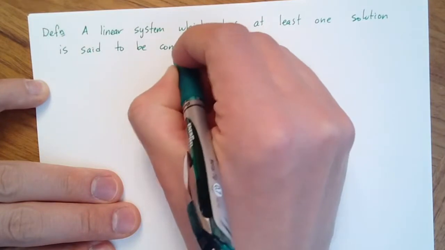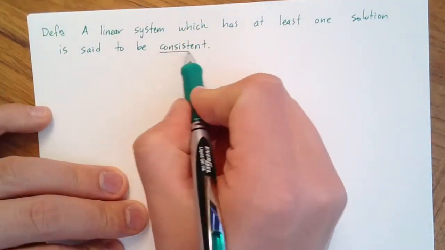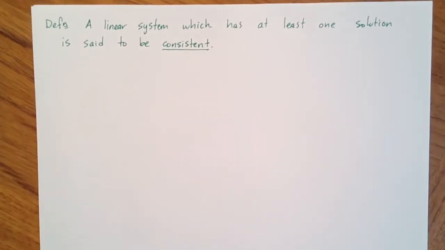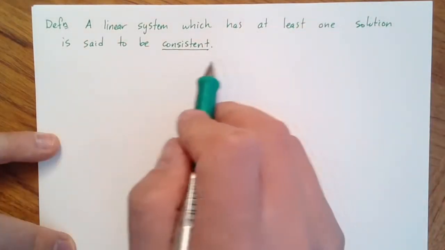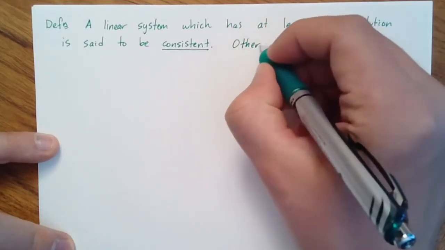But as we've seen already, not every linear system has a solution. We've seen at least one example of a linear system that had no solutions. So that's also possible. So systems like that we say are inconsistent. So what I'm going to write here is I'm just going to say otherwise it is inconsistent.